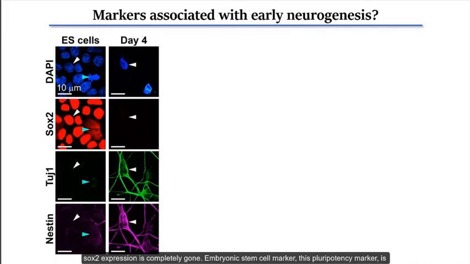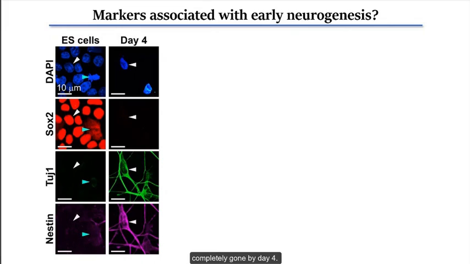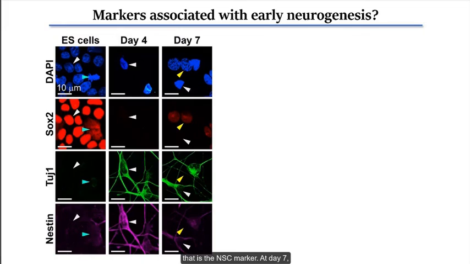So what happens at day 4? By day 4, you see SOX2 expression is completely gone. The stem cell and pluripotent markers are completely gone by day 4 after transcription factor induction. They start expressing TUJ1, an early neurogenesis marker, and they also briefly express nestin, the NSC marker.